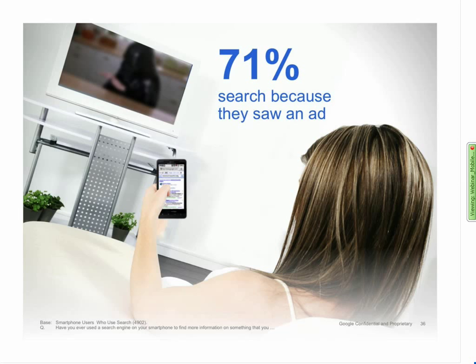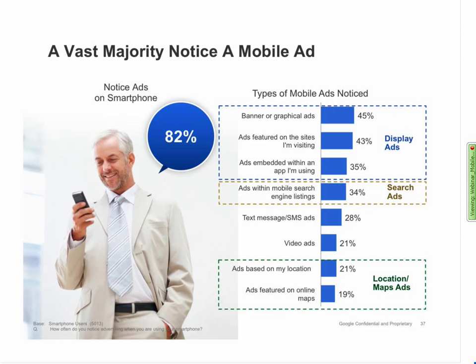Again, if we took the last three buckets you saw on the previous slide around online ads, traditional media, and mobile ads, altogether 71% of people are searching because they saw some form of an ad. So think about your online advertising strategies or your traditional media strategies, and know that they do have an effect on mobile consumer usage and what causes people to search. So I think this is really important.